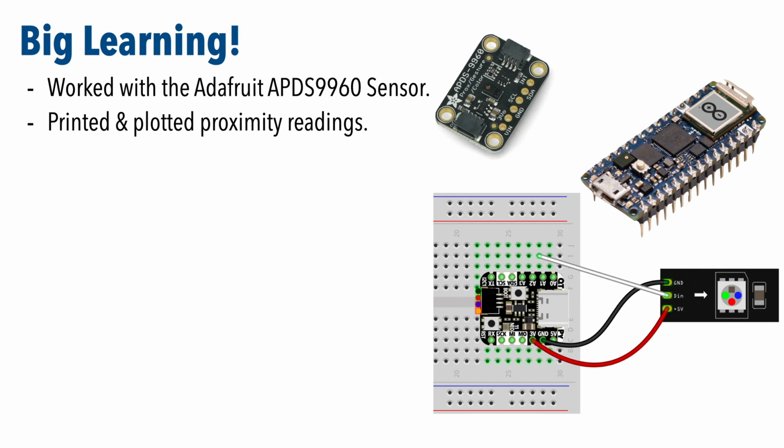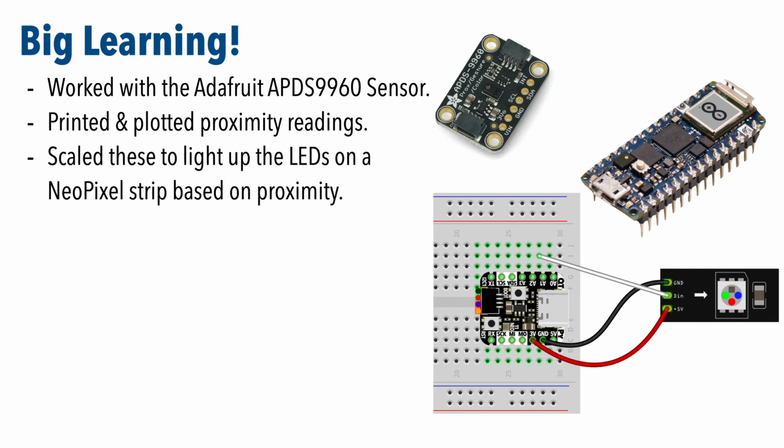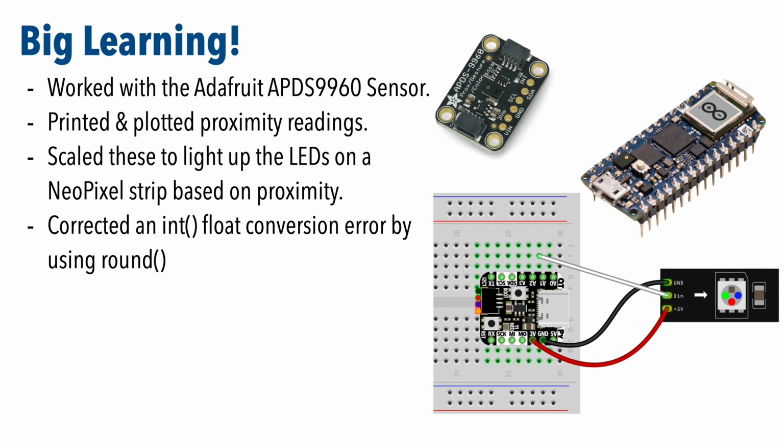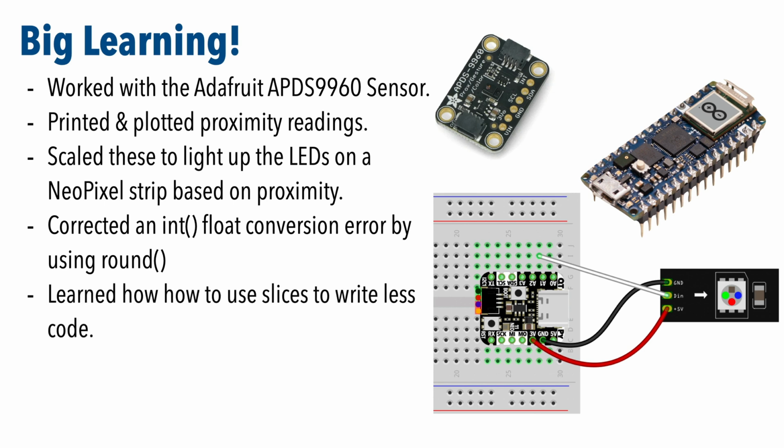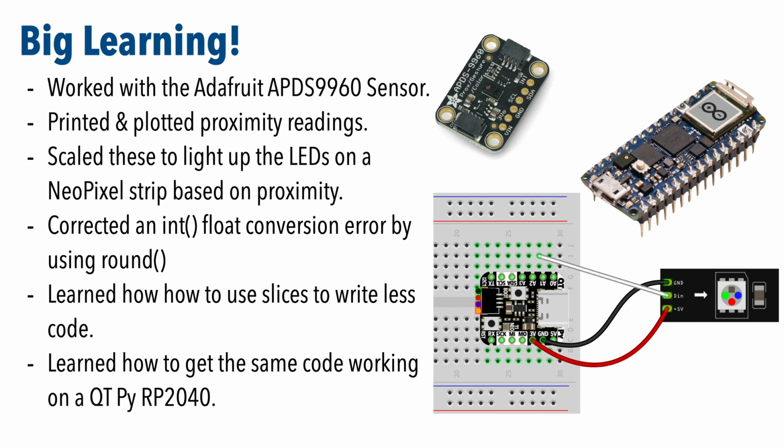We scaled the proximity readings we got to light up the LEDs on a NeoPixel strip based on proximity. We learned about the gotcha that sometimes happens when you convert floats using int, and we learned the workaround using round that gives us better results. We learned how to use Python slices to write less code, and we learned how to get the same code working on a QT Py RP2040, pointing at a library error and how to fix it. I hope you're feeling skilled.